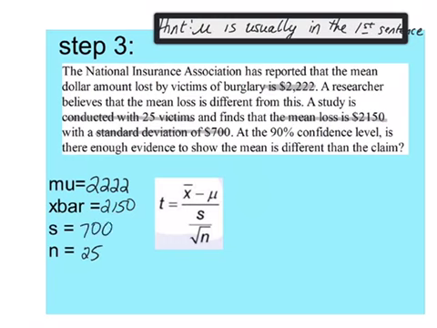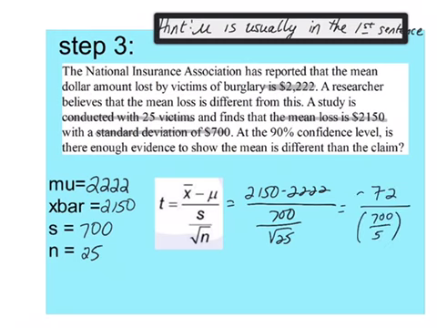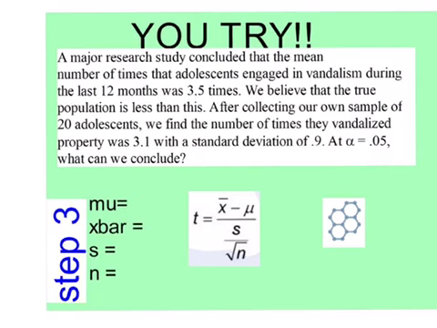Now plug in your formula and do your calculations. Since this is a t-score, we get 3 decimals. So if I round this, it rounds the 4 to stay where it is, rounding down, giving me a calculated value of negative 0.514. Again, push pause and you try, then check your answers.